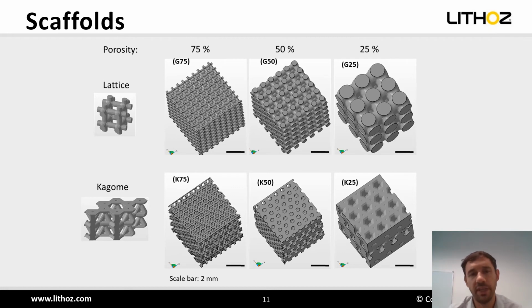Here we looked into two different types of designs: a classical lattice grid, as seen in the upper line, and also a so-called kagome-like lattice. And we played around with the overall porosity by keeping the diameter of the pores constant and increasing the width or the thickness of the struts.